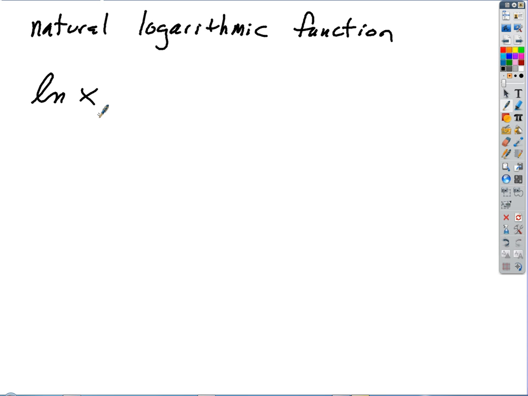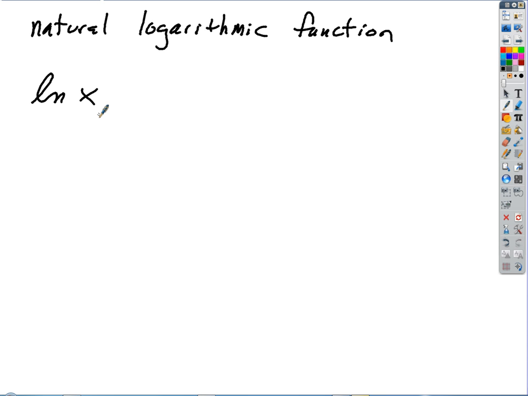Now, the natural log, yes, sir? Why do they abbreviate it LN? Because I think it's French. I think it's logarithm natural or something along those lines, I can't remember exactly. But that's why they call it ln.